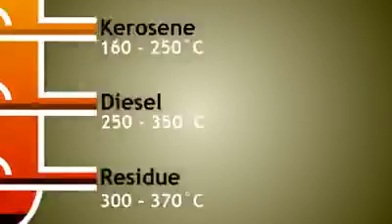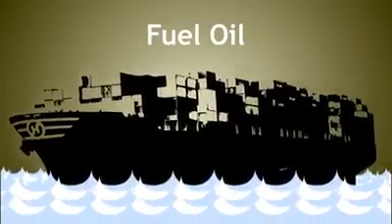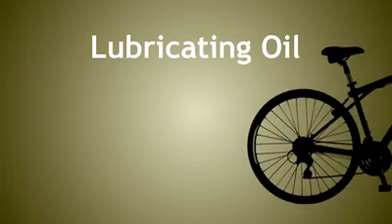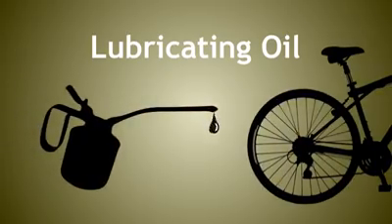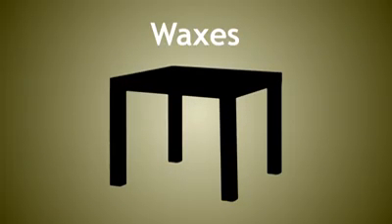Below diesel are the residue fractions. Fuel oil is a fuel used in power stations and ships. Lubricating oil, which sticks to surfaces and reduces friction and protects from rust. And finally, waxes, which along with the oils can be used for polishing surfaces.